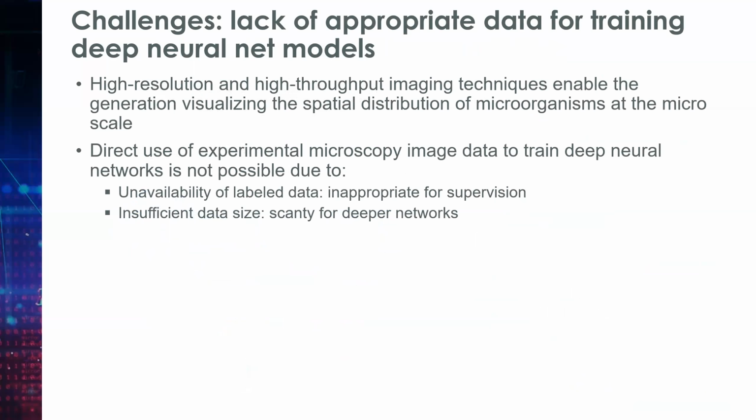Modern imaging techniques enable generating high resolution and high throughput images of spatial organization of microorganisms at the microscale. While these images can serve as valuable sources for predicting interspecies interactions, their direct use for training deep neural networks is practically not possible because of the following two reasons. First, we need labeled data for training the model, but experimental image data are not labeled. In other words, we do not know the input-output relationships, and therefore they cannot be used for training supervised machine learning models. Second, deep neural networks require a sufficiently large data set to appropriately determine model parameters. However, the size of image data obtained from experiments is generally scant for deep neural networks.